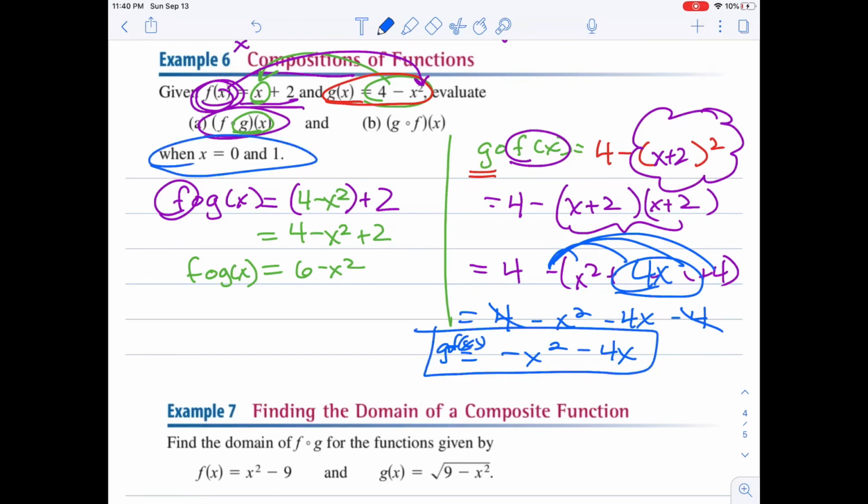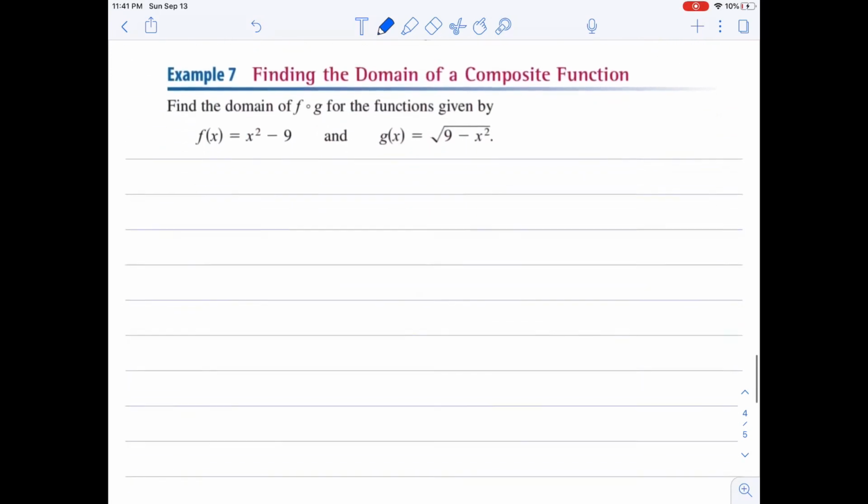Okay. And then they want you to plug in x equals 0 and 1, but you know how to do that. We would literally just plug in a value of 1 here. So this is f of g of 1. We get 6 minus 1 squared equals 6 minus 1, which is just 5. So we're just plugging in values for that. We're not going to spend too much time on that.